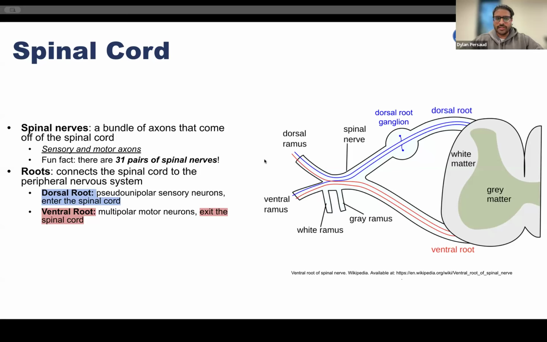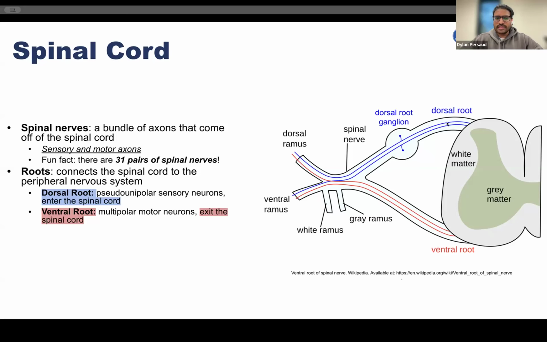And we actually have 31 pairs of spinal nerves. This is a fun fact. And our roots are closer to the spinal cord, but they only have one kind of functional separation. The dorsal root is only sensory information, whereas the ventral root is only motor information. You can see here that even though the spinal nerve contains both, the sensory information is going to pass through what we call the dorsal root ganglion, which is our pseudo-unipolar neuron. And then that information will get put into the spinal cord via the dorsal root. So the roots only have one kind of information.